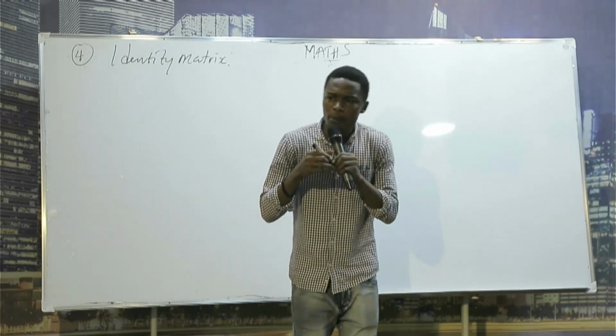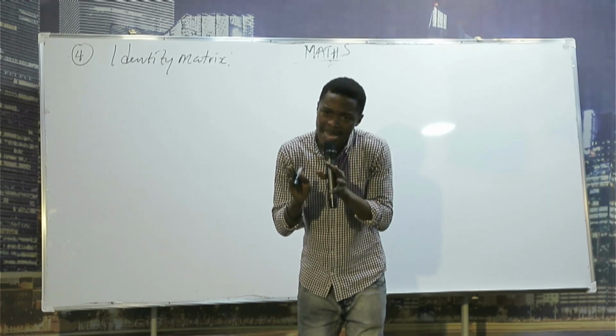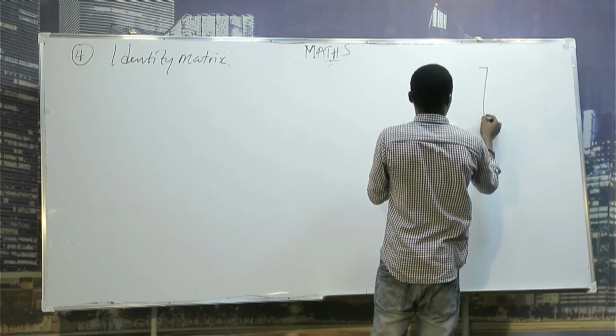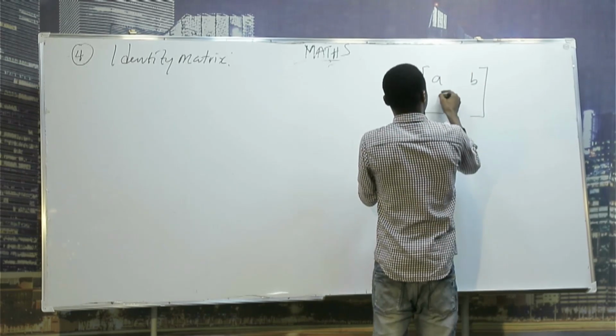Listen up. The only thing that you might not understand here is the major diagonal. Class, whenever we have a square matrix, please pay attention. I have A, B, C, D.